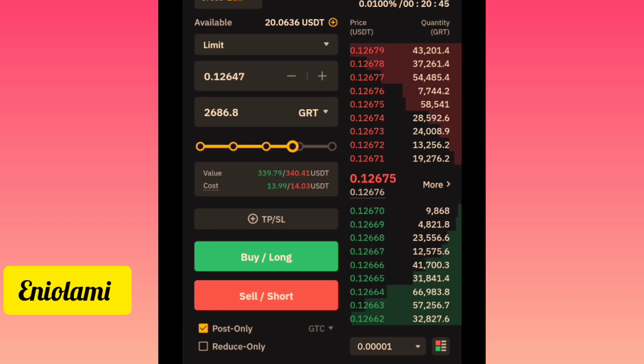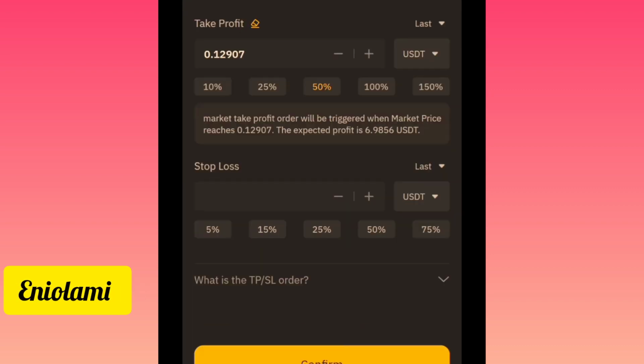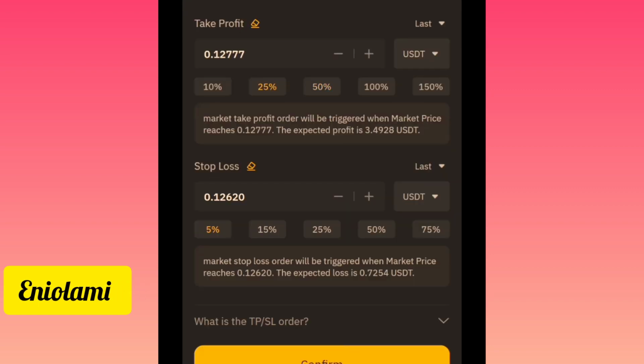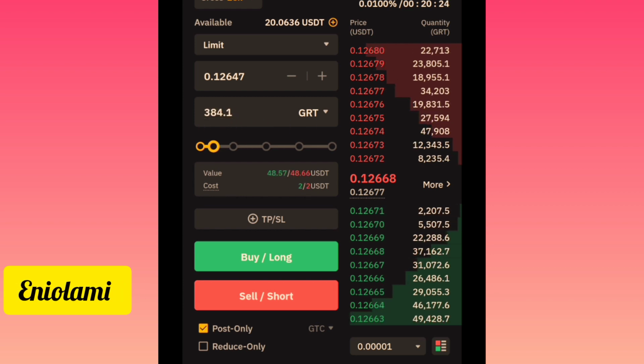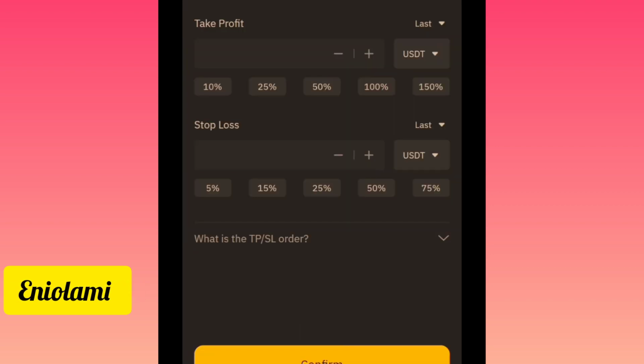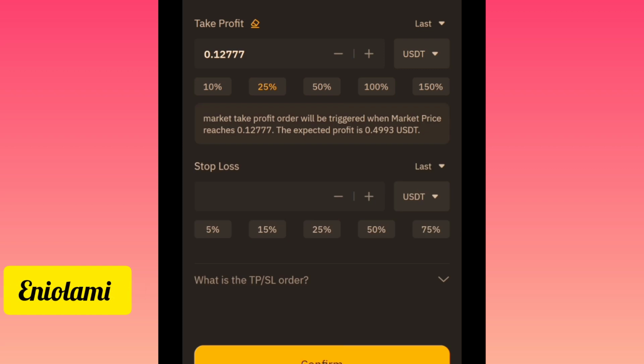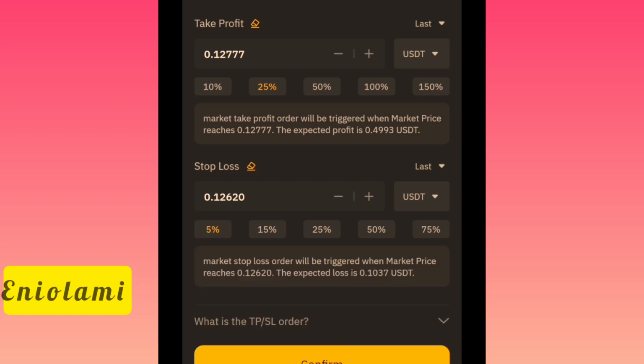Because I'm entering this trade with almost $14 now. You see what my profit is under 25%, and what my stop loss is under 5%. Now, if I lower my margin to $2, you see what I will be earning with the same leverage. So I'll be earning 49 cents under 25% profit, and I'll be losing 10 cents under 5% stop loss.